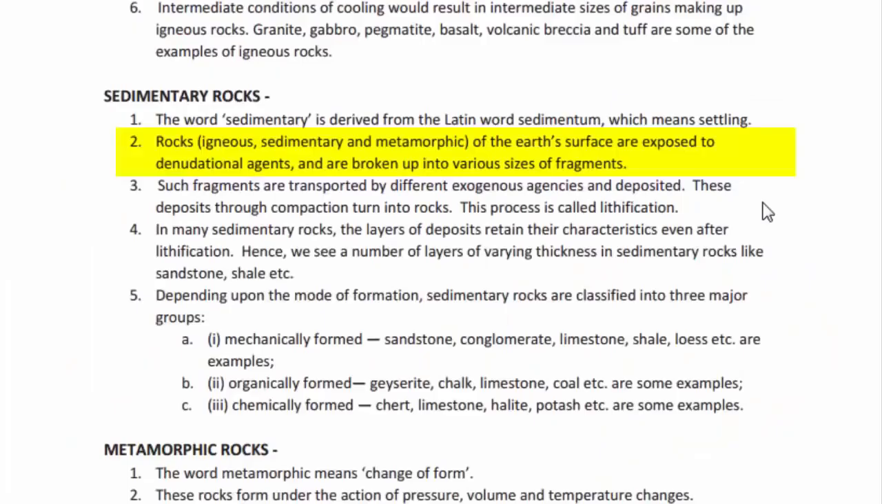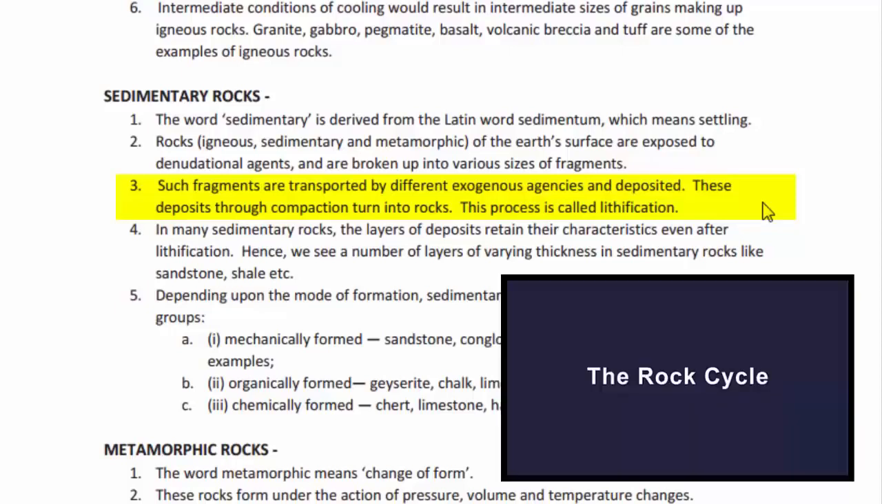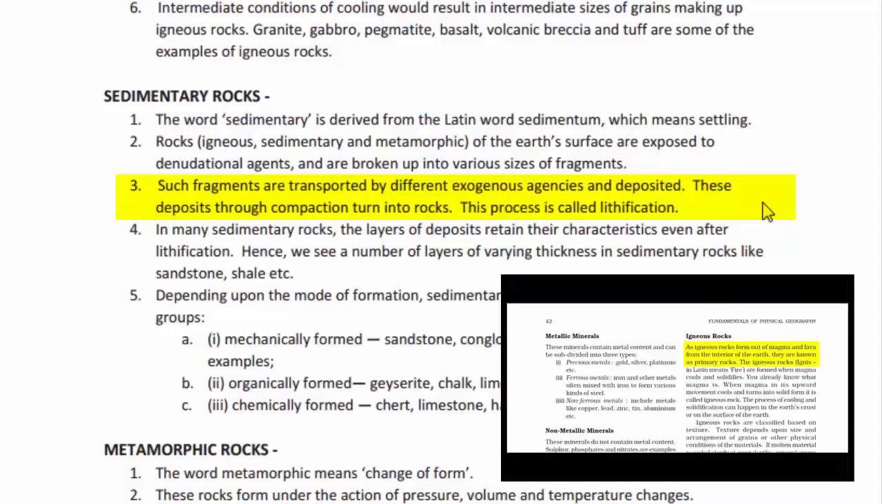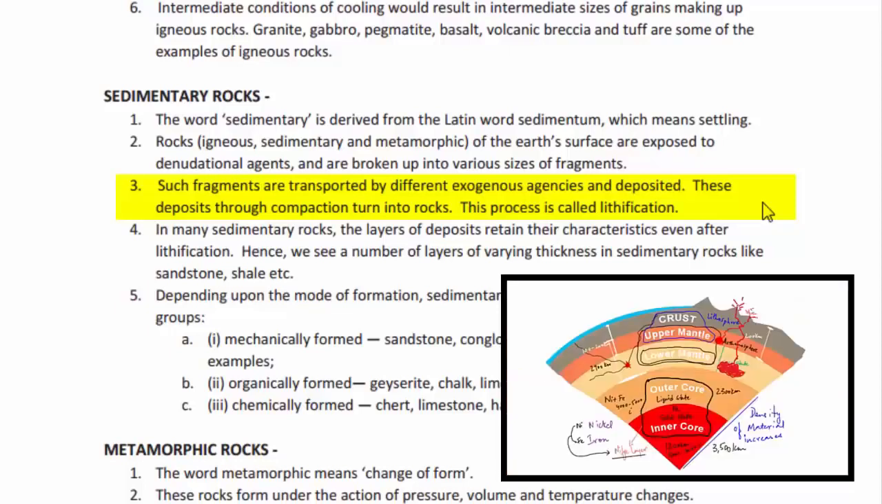It happens to all types of rocks, that is igneous, sedimentary, and metamorphic. Such fragments are transported by different exogenous agencies and deposited. These deposits through compaction turn into rocks. This process is called lithification. Now this process is also known as the rock cycle. I've made a video on it, do check it out. Nature has such a nice way of performing this rock cycle.